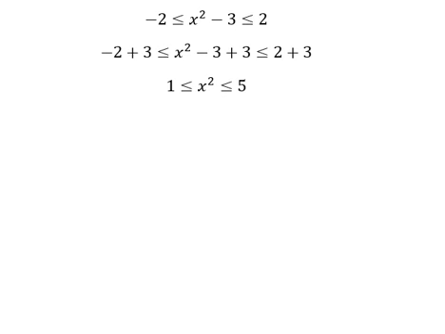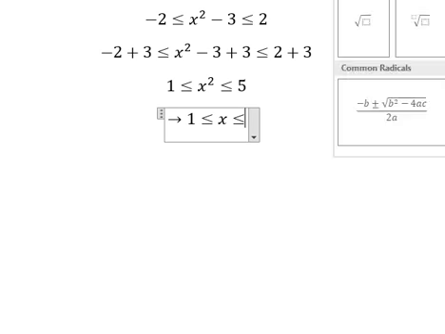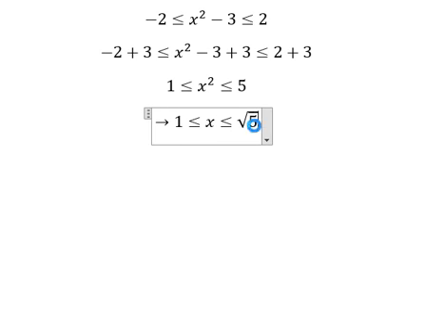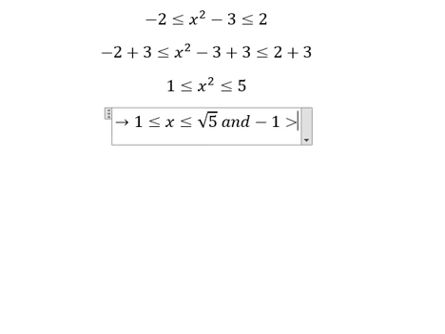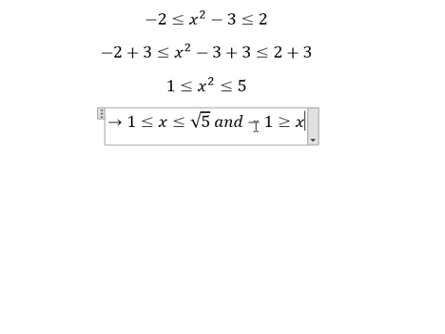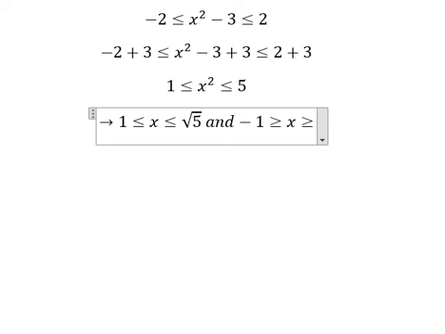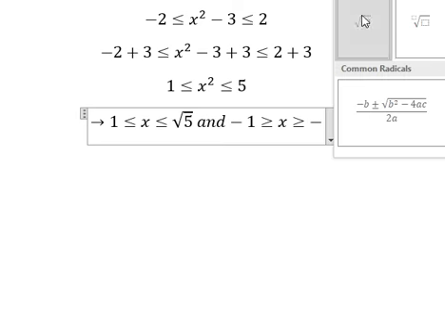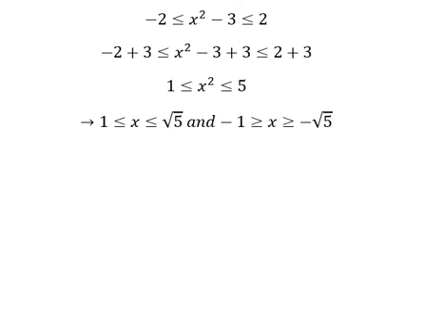Now, if we take the square root of both sides, you get 2 solutions. The first one: 1 is smaller than or equal to s, and this one is smaller than or equal to the square root of number 5. And negative number 1 is greater than or equal to s, and this one is greater than or equal to negative the square root of number 5. And that is the final answer.